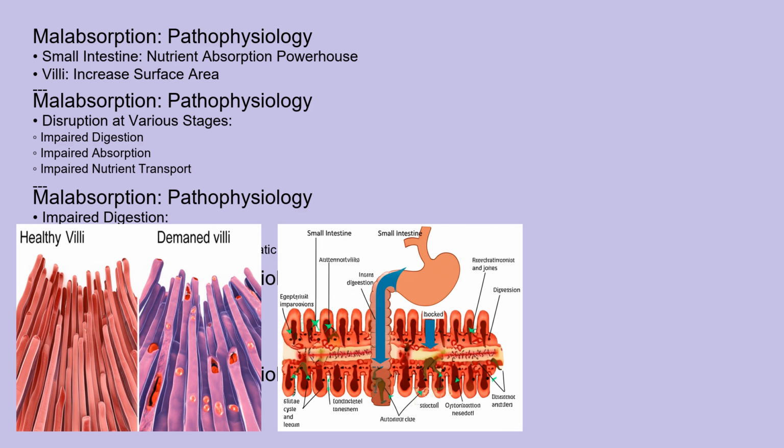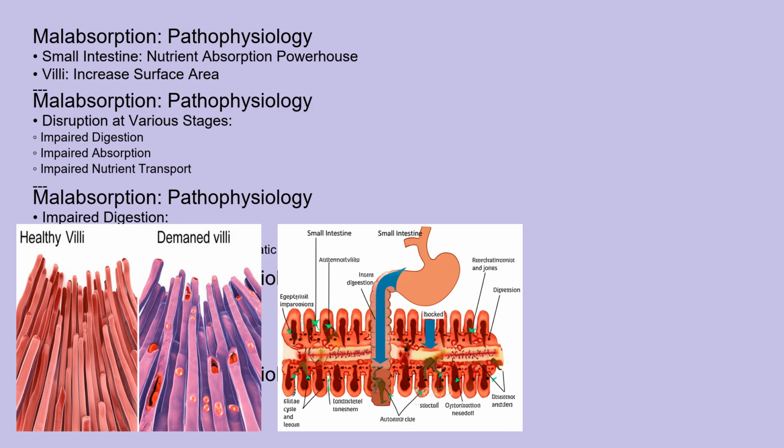Let's explore the pathophysiology of malabsorption. Normally, the small intestine is a nutrient-absorbing powerhouse. Its lining is covered in tiny, finger-like projections called villi, which dramatically increase the surface area for absorption. Malabsorption disrupts this process at various stages. It might involve impaired digestion, where the breakdown of food into smaller, absorbable molecules is compromised. This could be due to a lack of digestive enzymes, like those produced by the pancreas.